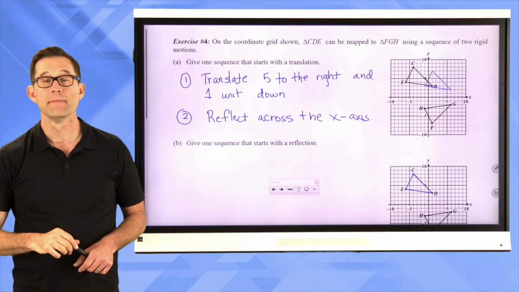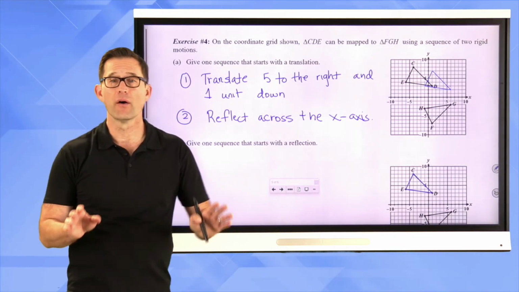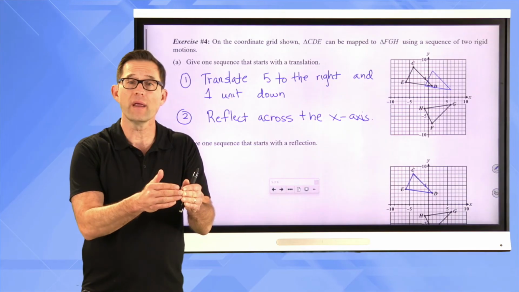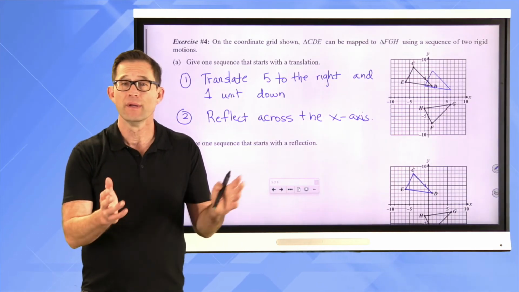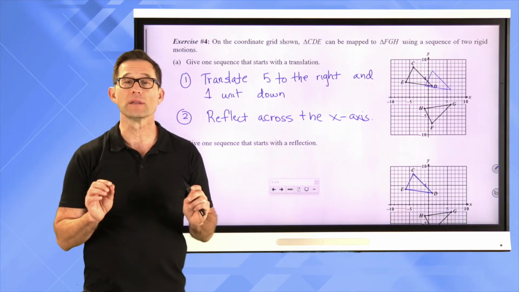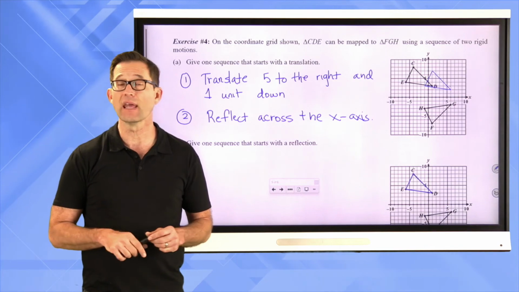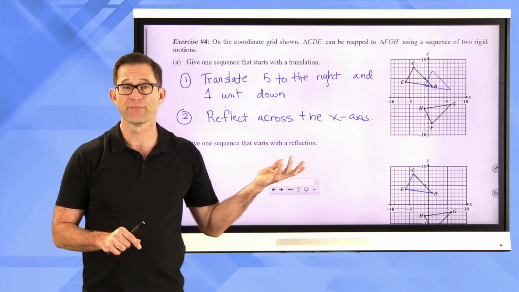Okay. Now, whenever there's a sequence of rigid motions that map one triangle on top of another, or any geometric figure on top of another, whenever that happens, there are literally, and I kid you not, an infinite number of correct choices. An infinite number. Here we're just doing 2 of them. Okay?